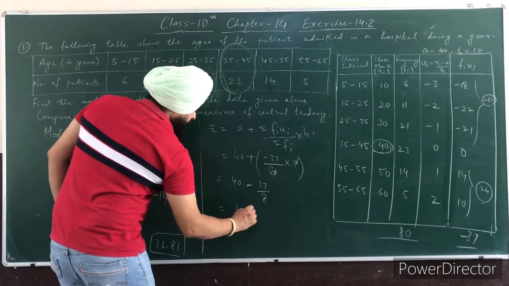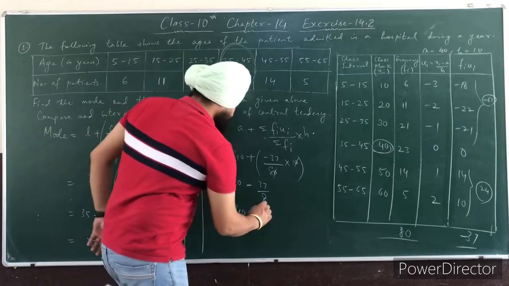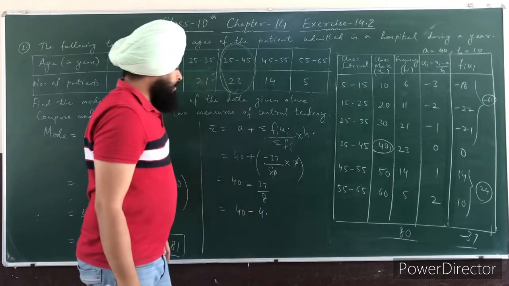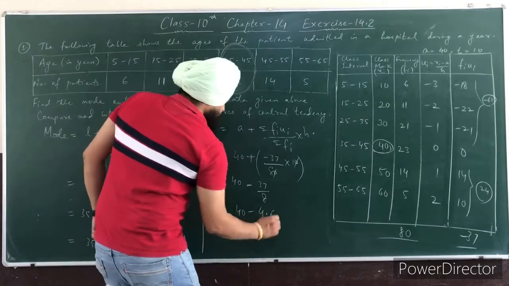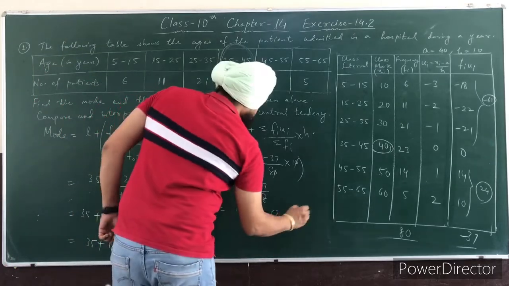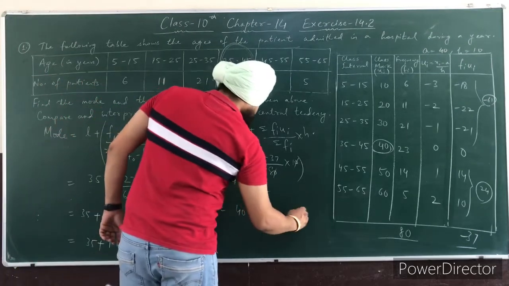So it is 40 minus. Now divide this 37 by 8. 8 4s are 32, 37 minus 32 is 5, put 0, 50. 8 6s are 48, 50 minus 48 is 2. So it is approximately 4.62. Now subtract this, 40 minus 4.62.